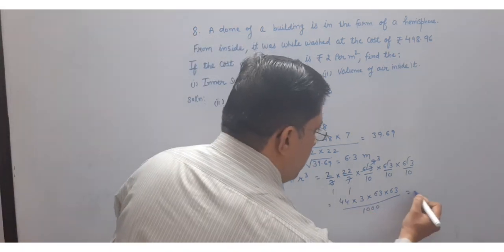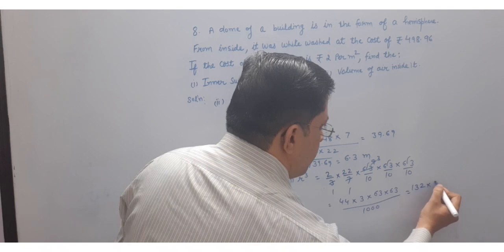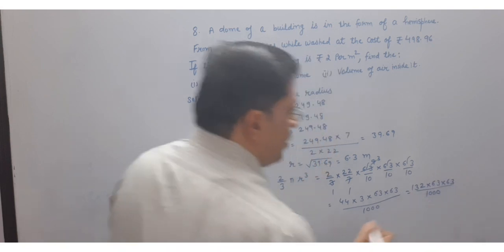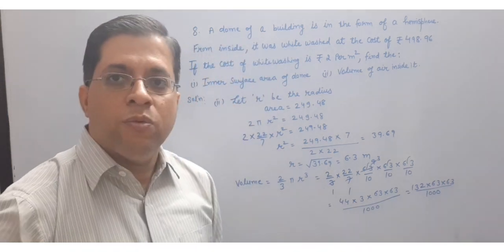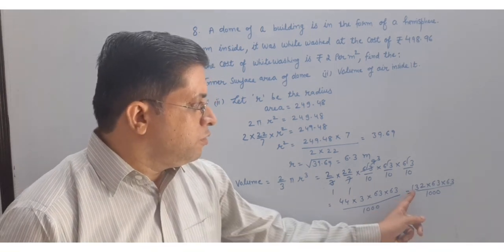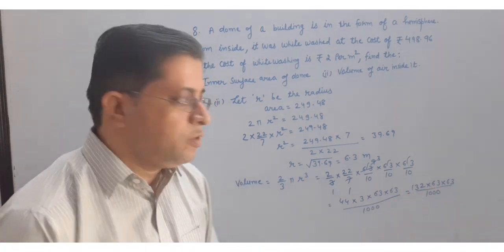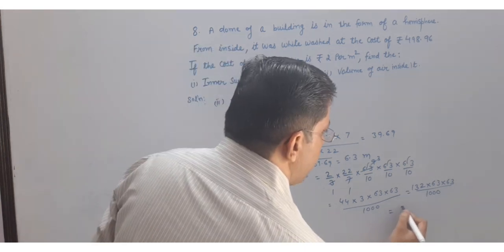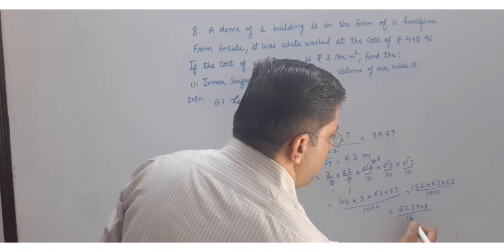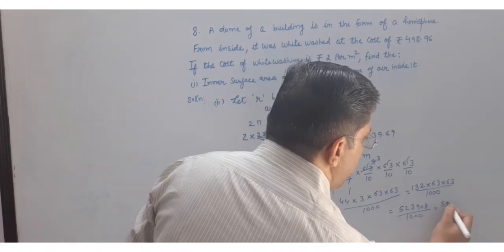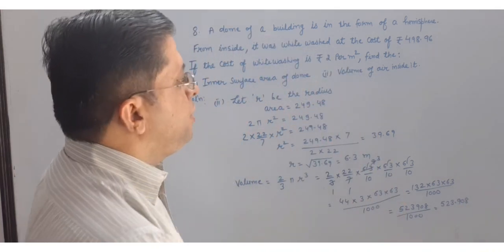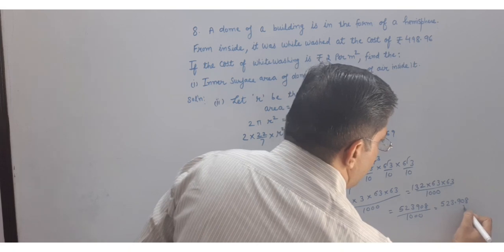See, 4 3s are 12, so 132, 63 into 63 upon 1000. Now see, this is general multiplication. So 132 into 63 into 63, you will get 523,908. 523,908 upon 1000 is 523.908. This is your answer in meter cube.